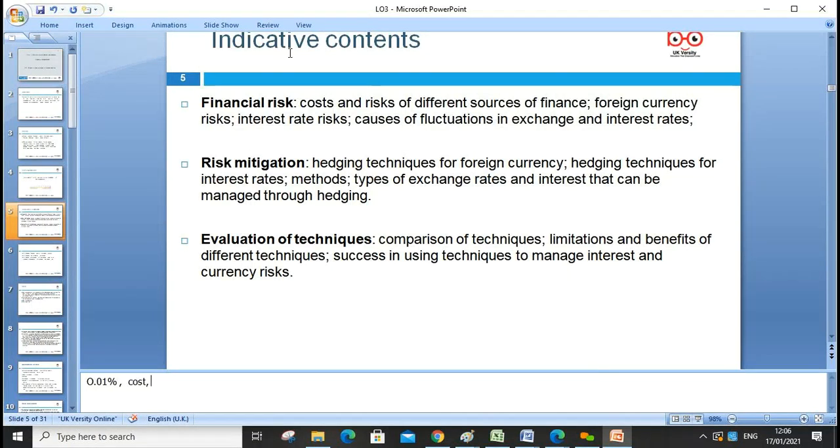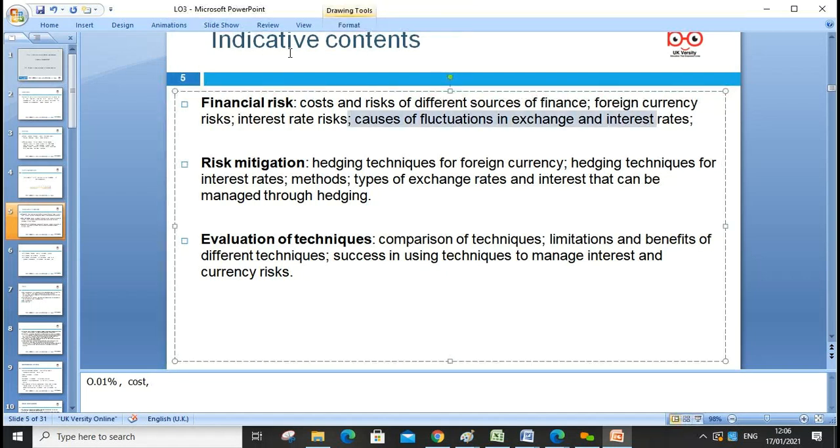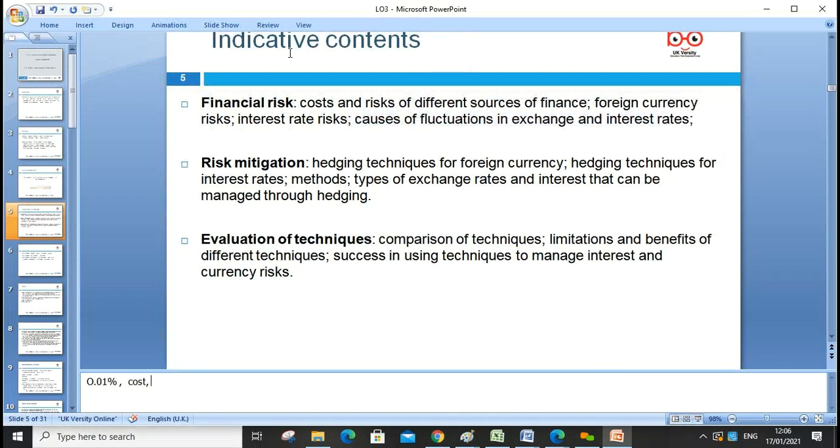Then, causes of fluctuation in foreign currency. Why does currency increase and decrease? This can be due to the balance of payments. It can be foreign trade. It can be due to Brexit. So that's why currency fluctuation can happen.